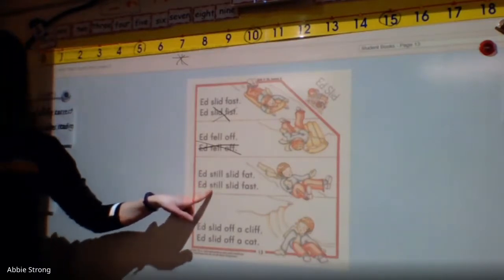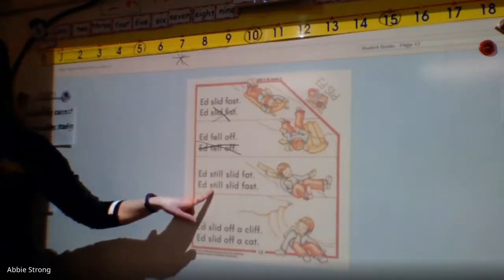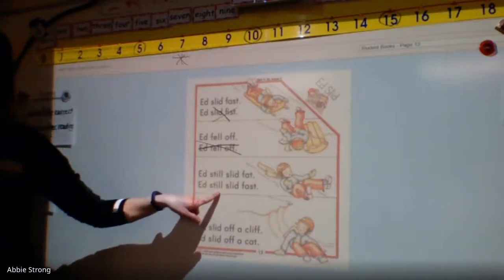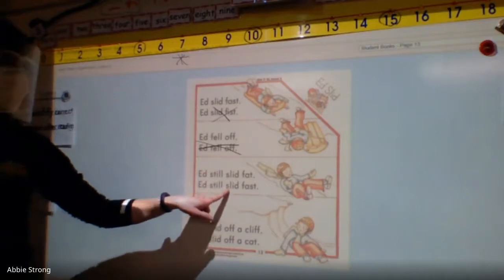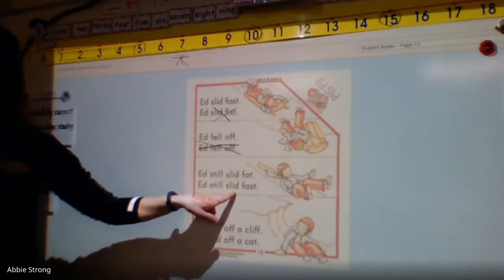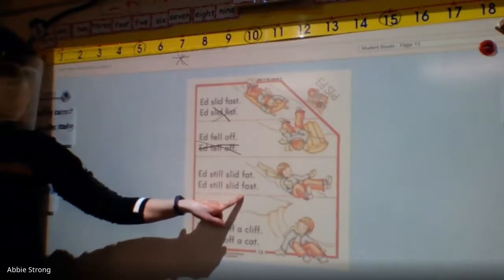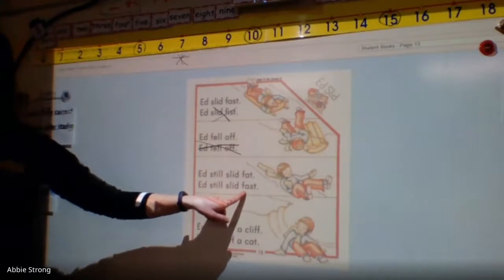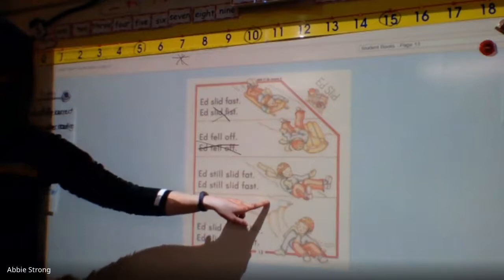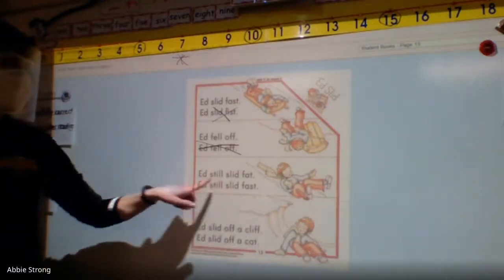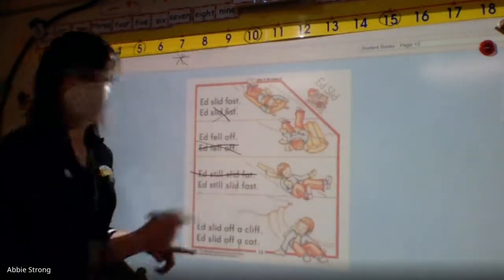Ed. Oh, we've missed this word. Let's try this one again. Ill, still, id. Try this again, Matthew. Slid. Now this word. Asked. What's the word, Matthew? Ed still slid fast. Yes, so we're going to take our pencil. You can cross that one off.